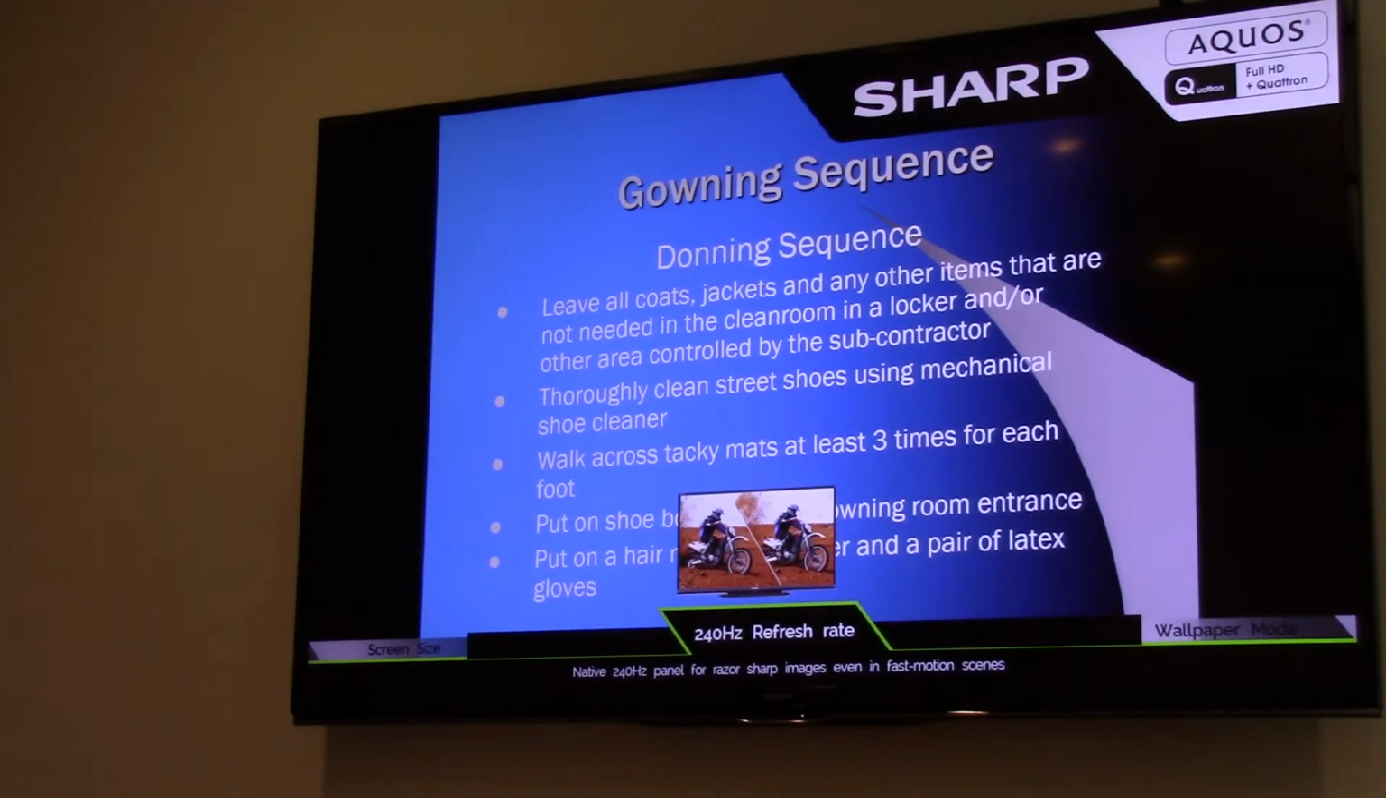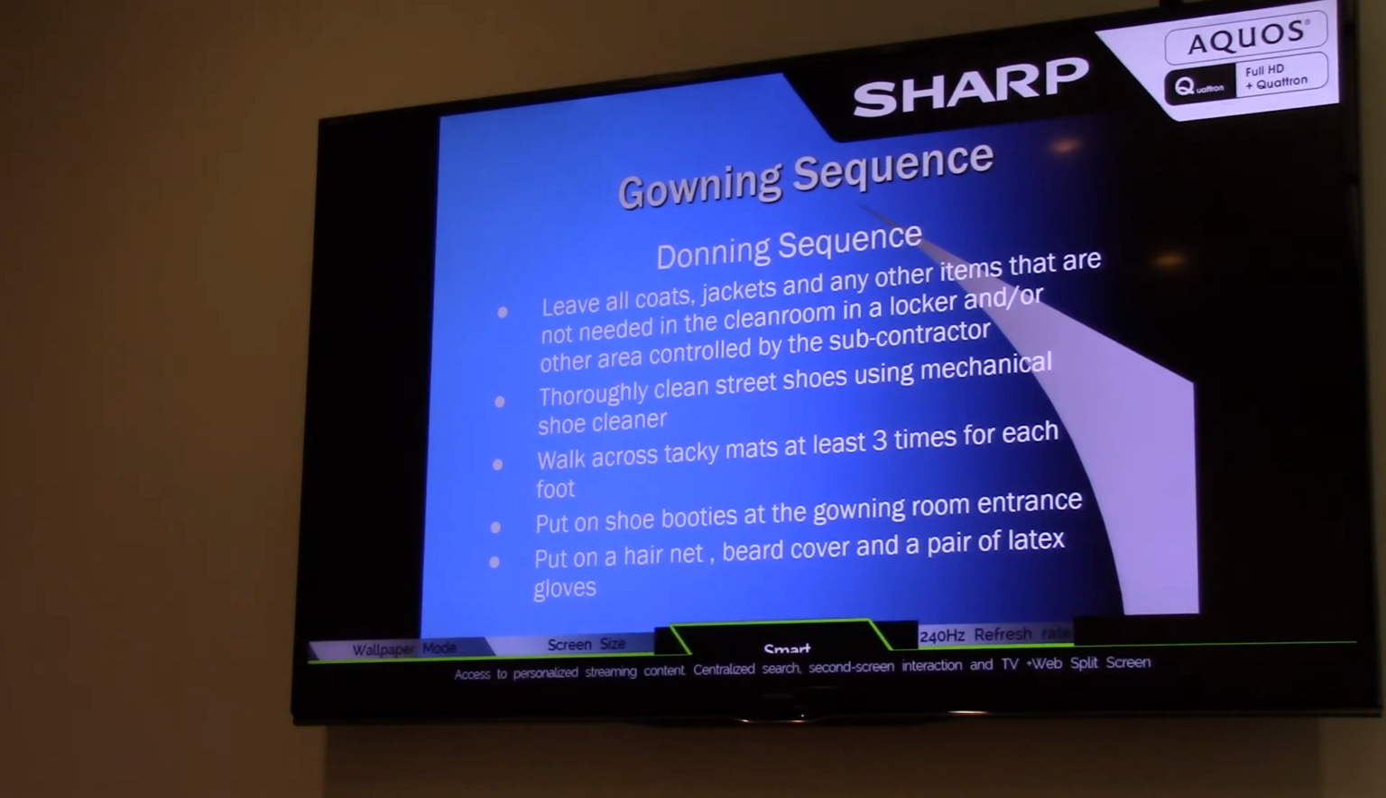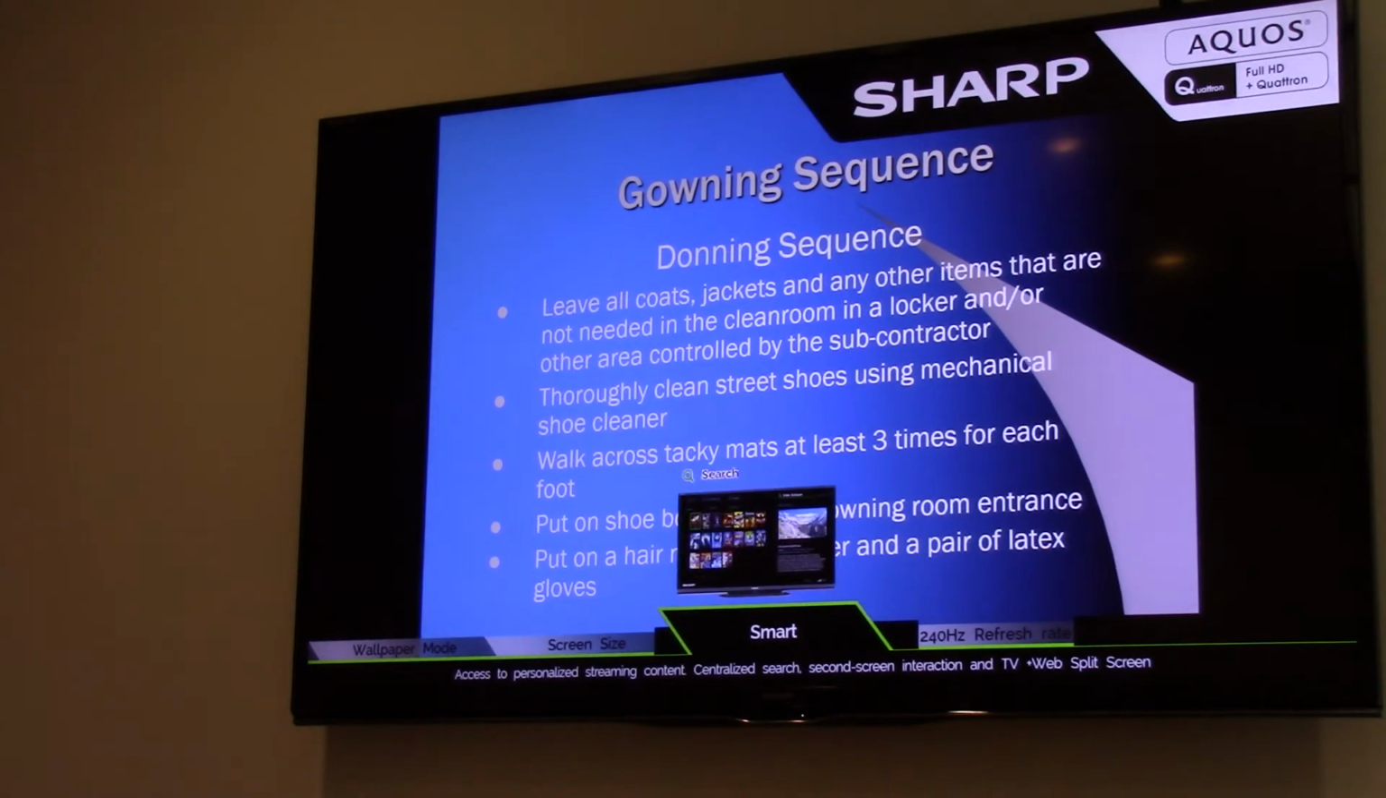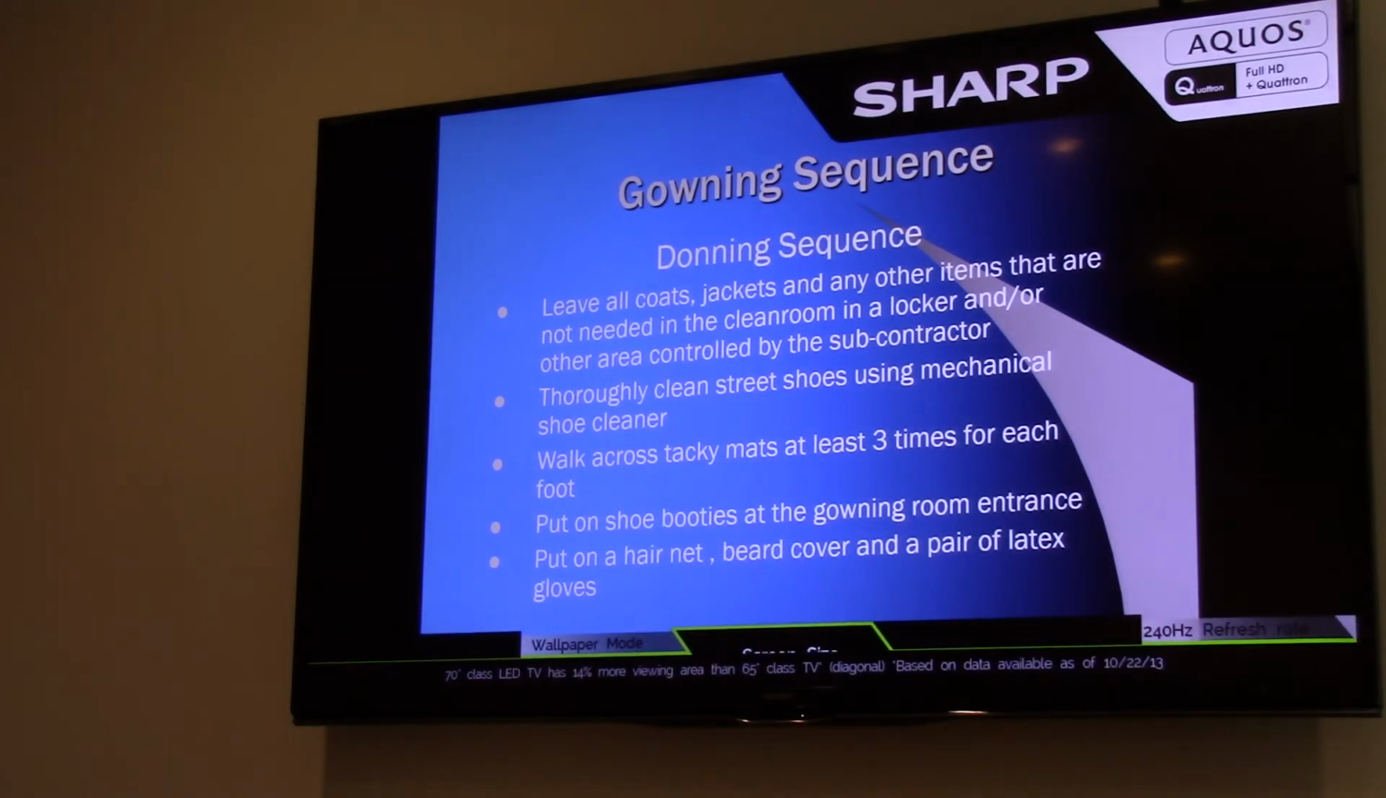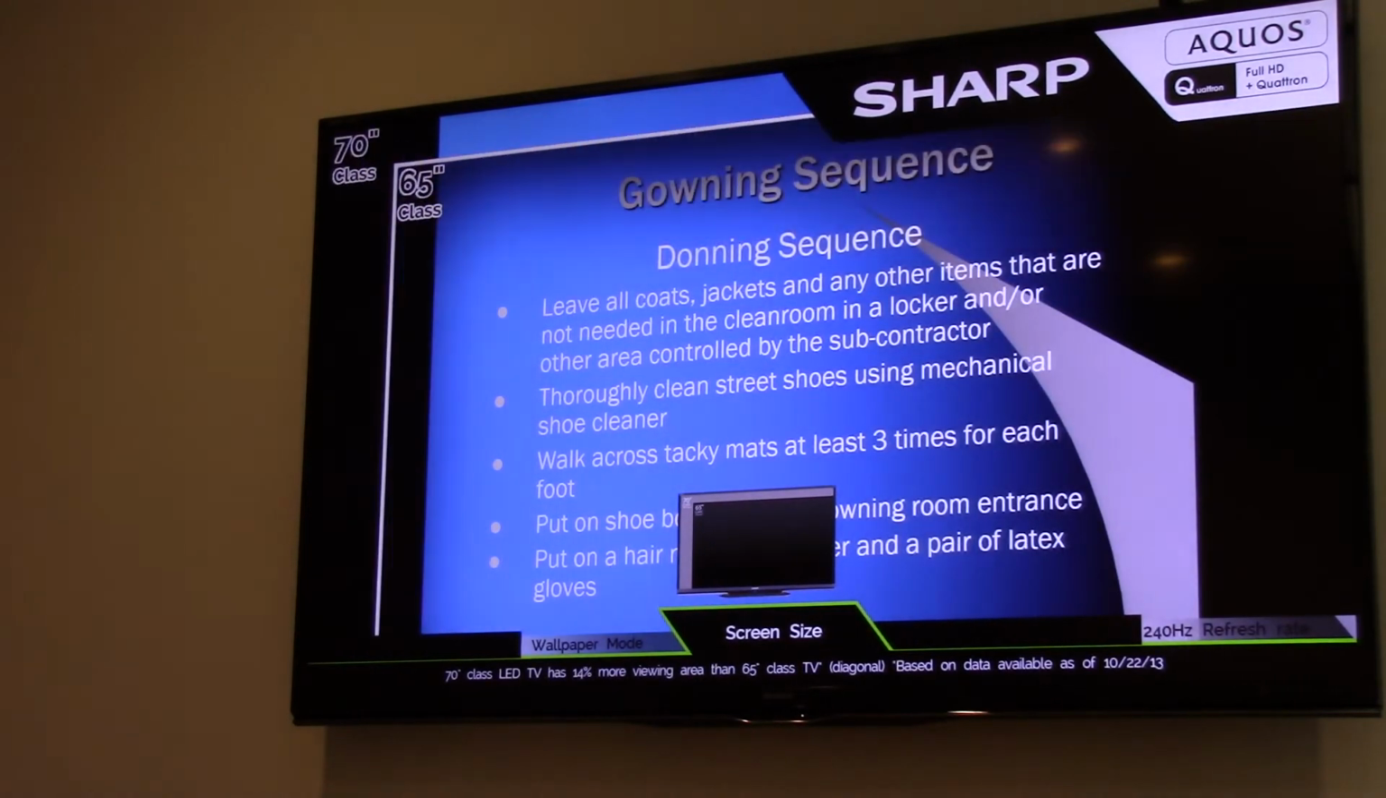Typically want to leave all street clothes outside the clean room environment, and in a locked space. And we want to make sure your shoes are clean. We're using the shoe cleaner. In this case, I don't think we have one here. Then we would enter the space, which you'll actually see there's tacky mats in the gown room, and that's where we'll put on our shoe booties, and then we enter the gowning room. And then again, it's up to the university, but we would recommend putting on hair nets, and if you have a beard cover, then you'd put on your gloves.